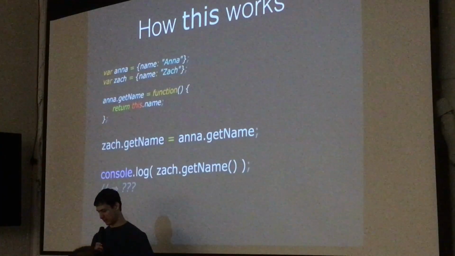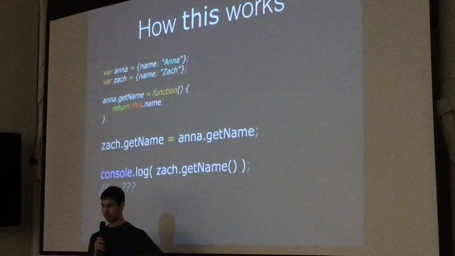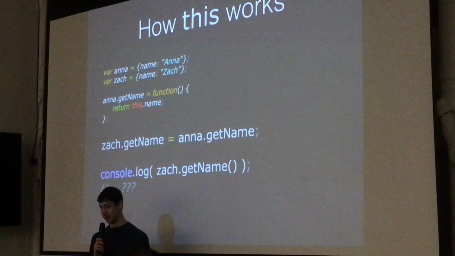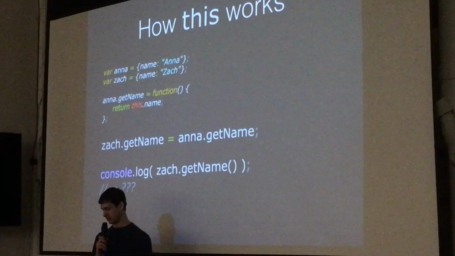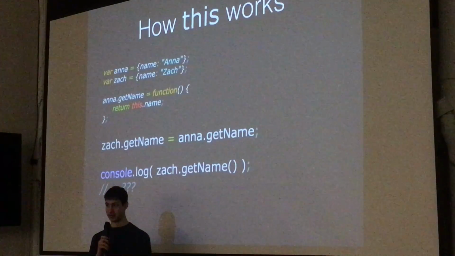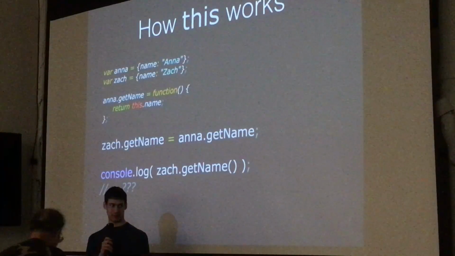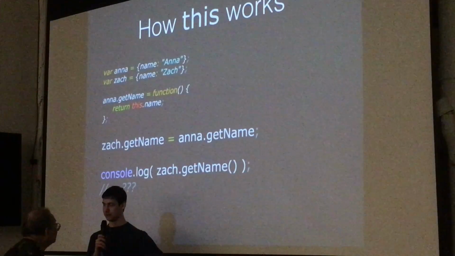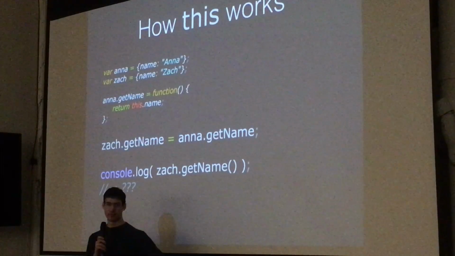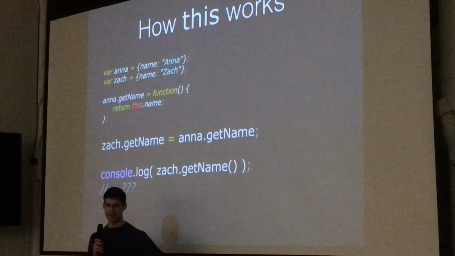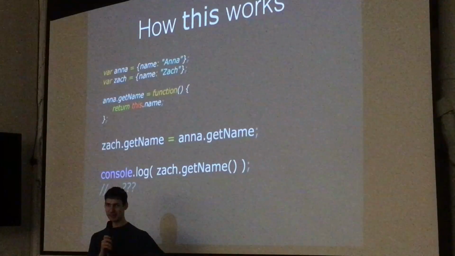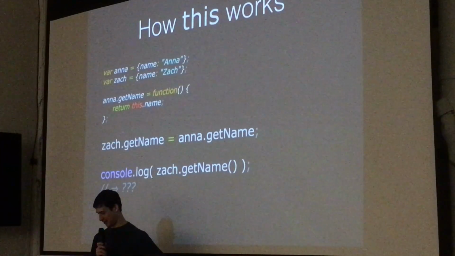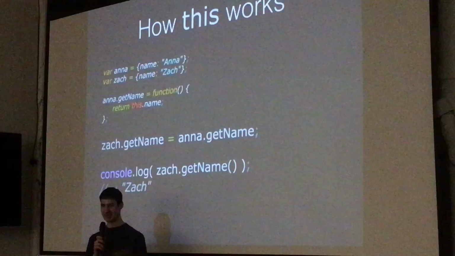But how about Zach? So Zach originally just had a name property. Now we assigned a getName property as well, which is the same function that Anna has. And then we try to call Zach.getName. Now, what will be printed? How many think Zach? Okay, it's Zach.